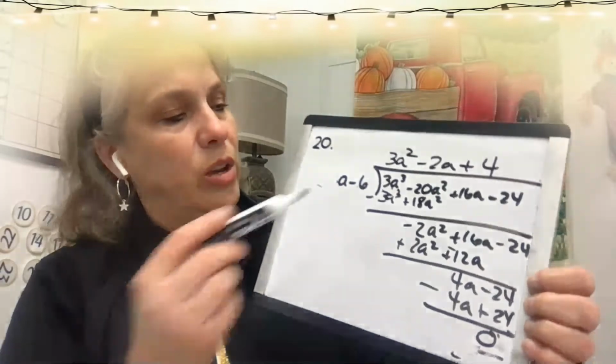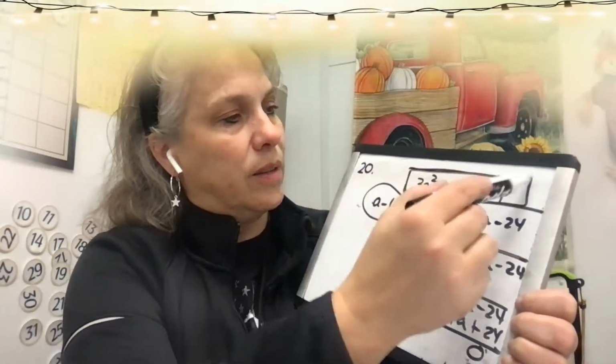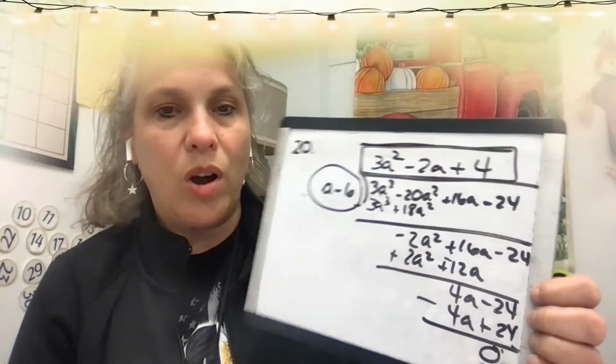All right, and you can check your work by multiplying this by this. And you are done. So that is page 37, 13 through 20. Let me know if you have any questions.